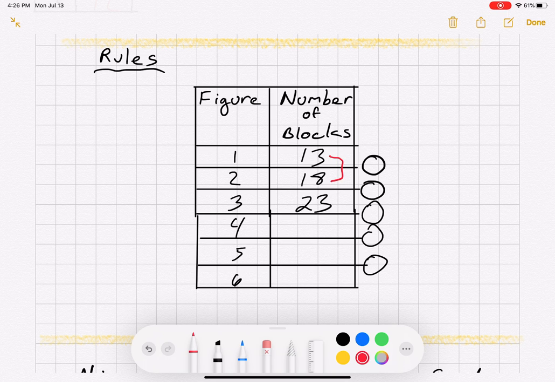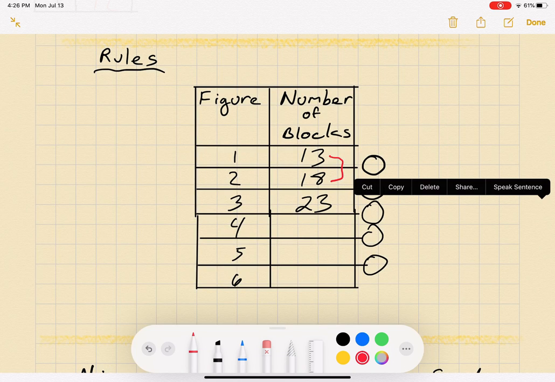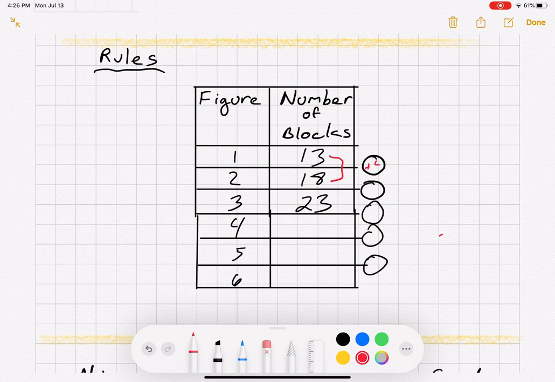Okay, so 13, 14, 15, 16, 17, 18. So I'm adding 5. And then from 18 to 23, 18, 19, 20, 21, 22, 23, right? I've added 5. The numbers are getting bigger, so we're adding 5 each time. Okay, so we're adding 5 blocks. So we obviously have 5 towers if we're adding 1 block to each tower each time.